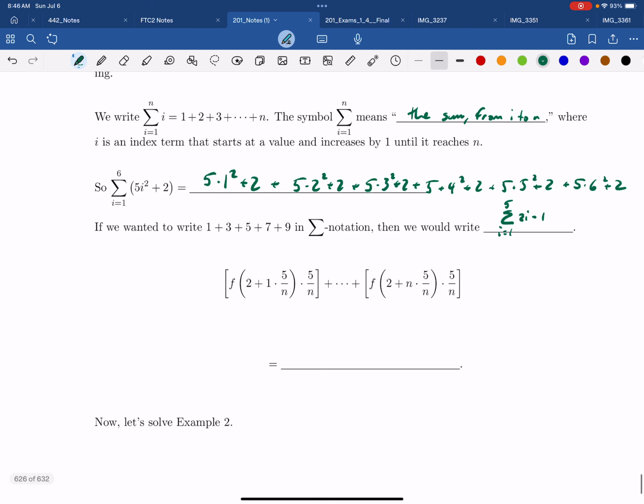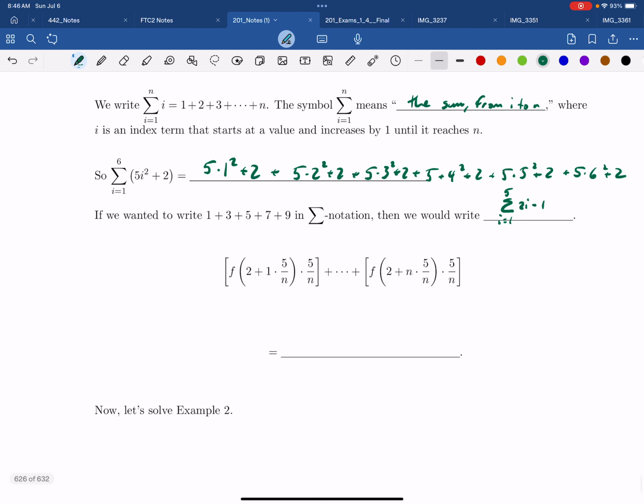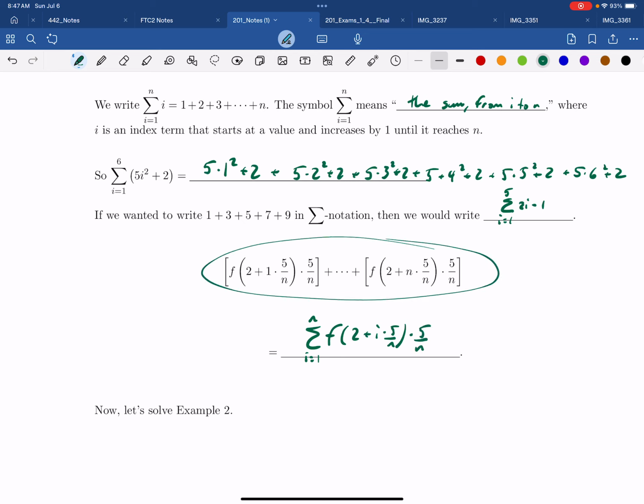Okay, so instead of writing all of this, we could write it like this. The sum from i equals 1 to n of f of 2 plus i times 5 over n, and then times 5 over n. So this is just a much more compact, condensed way of writing this. Okay?